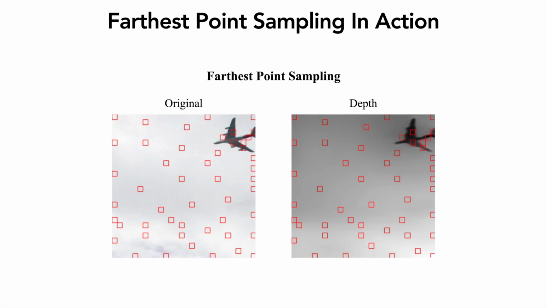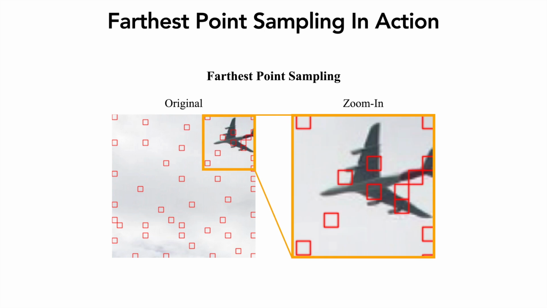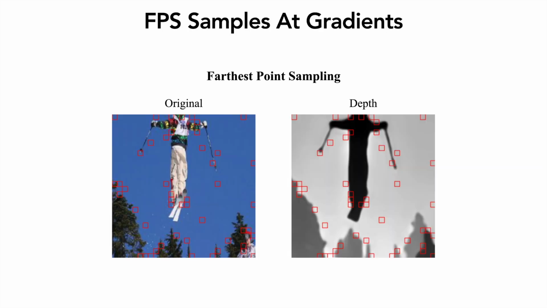Here's that same image and corresponding depth, converted into a point cloud and with farthest point sampling applied to it. You can see that the plane is much better covered and the entire image is much more equally sampled. Here's another example of a skier, the sky, and some trees. Farthest point sampling likes to also sample around the edges of objects.